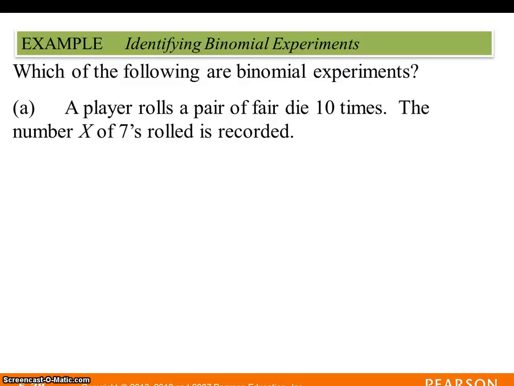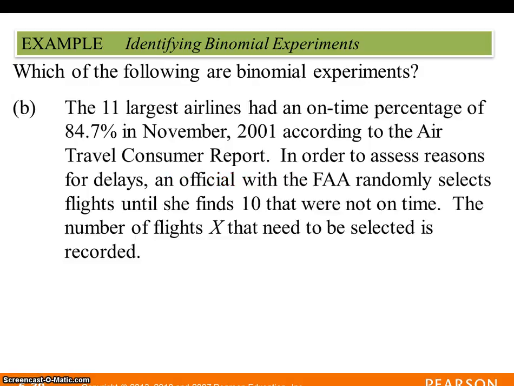So let's look at some examples here. A player rolls a pair of fair dice 10 times. The number X in this case, the number of successes, is the number of 7s rolled and recorded. This would be a binomial experiment.